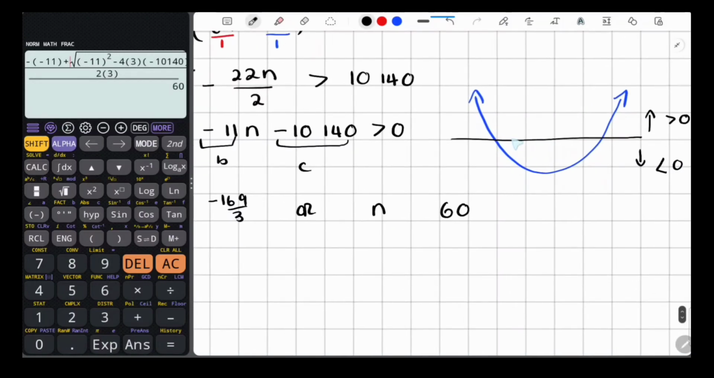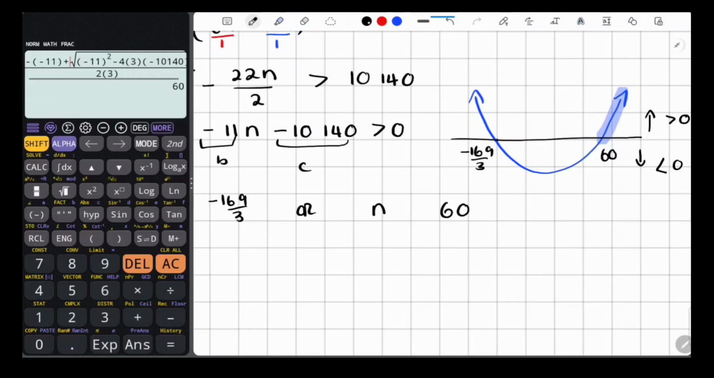But remember, now we have to put our x-intercepts here. The first x-intercept is negative 169 over 3, but I'm not even going to focus on that. And then the 60, I'm going to focus on that because it's a positive value. So remember, we just want the parts of the graph that are greater than 0. The y values must be greater than 0. And since I'm only concentrating on the 60, I cannot take anything below here. Those are y values smaller than 0.